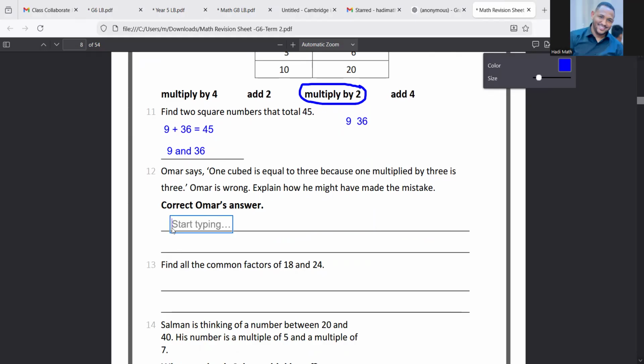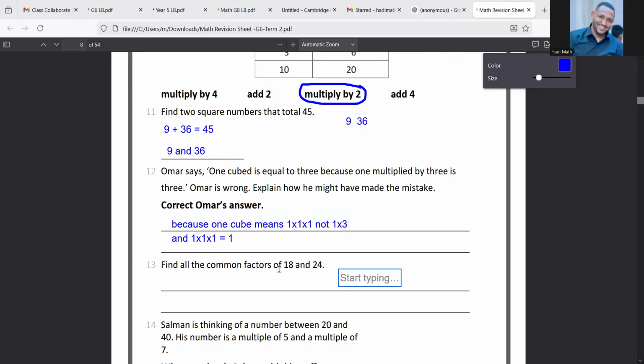Omar is wrong because 1 cubed means 1 times 1 times 1, not 1 times 3. And 1 times 1 times 1 equals 1.